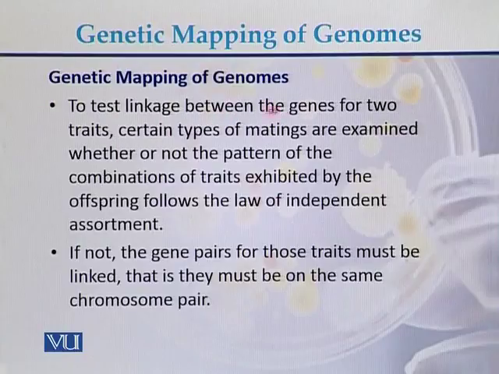To test linkage between the genes for two traits, certain types of matings are examined, to see whether the pattern of combination of traits exhibited by the offspring follows the law of independent assortment. If not, then the gene pair for those traits must be linked. That is, they must be on the same chromosome pair. So in genetic mapping, we check whether there is linkage, meaning whether the genes or loci are linked or not linked.